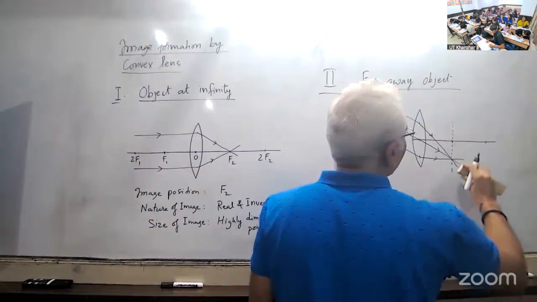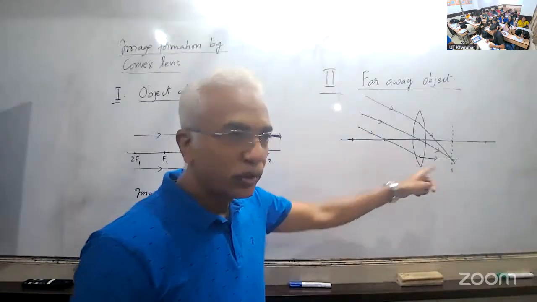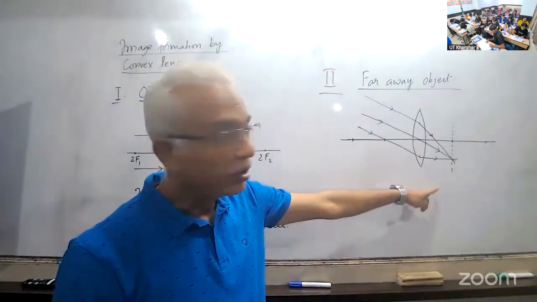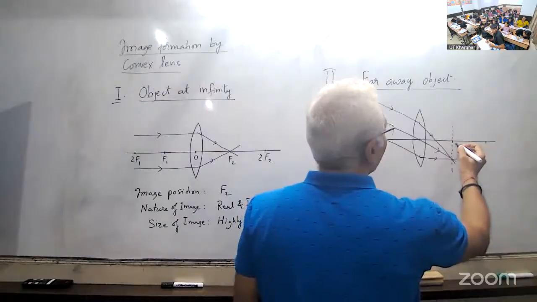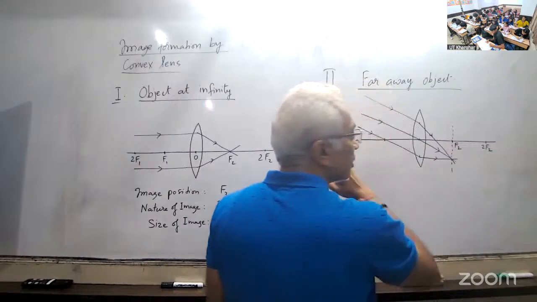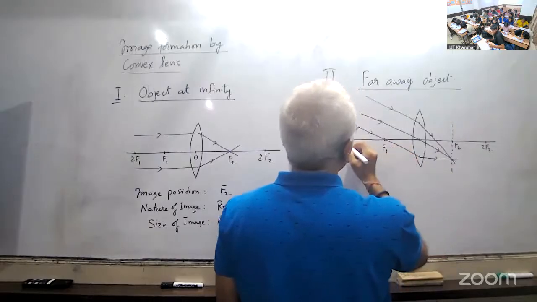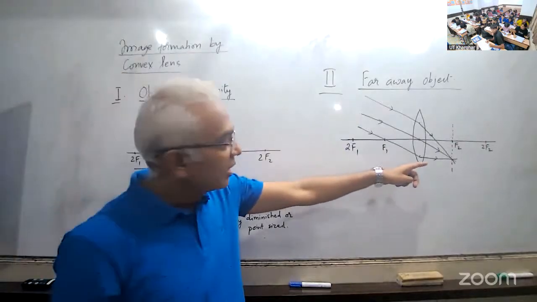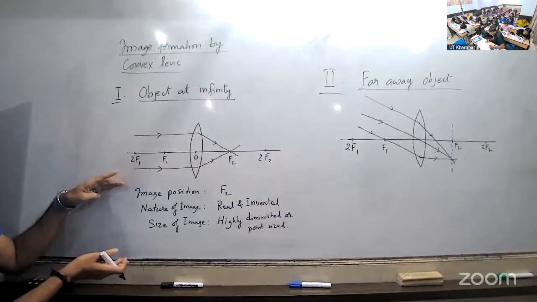So you can actually know at which point exactly the image will be formed. It is forming in the focal plane, right? Not at the focus, but in the focal plane. If it were on the principal axis, it would be at the focus only. This is F1, this is 2F. Understood? So whenever you have a faraway object, the image characteristics will be exactly the same. There's no difference.